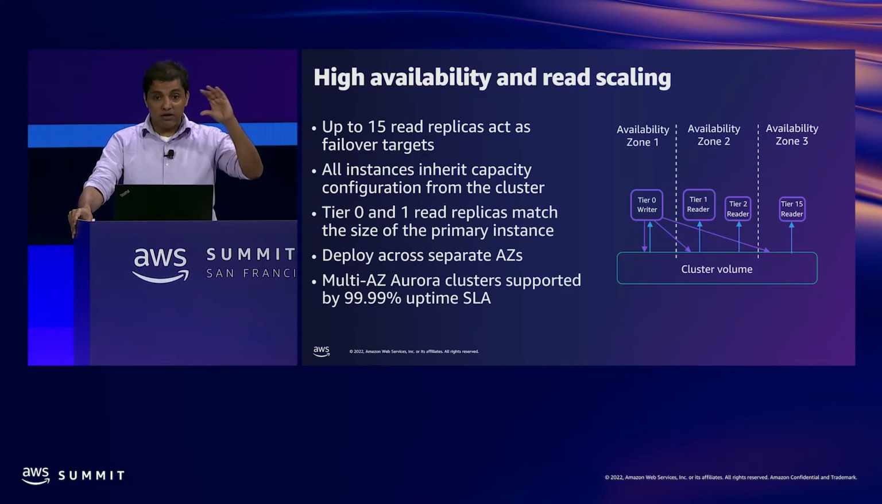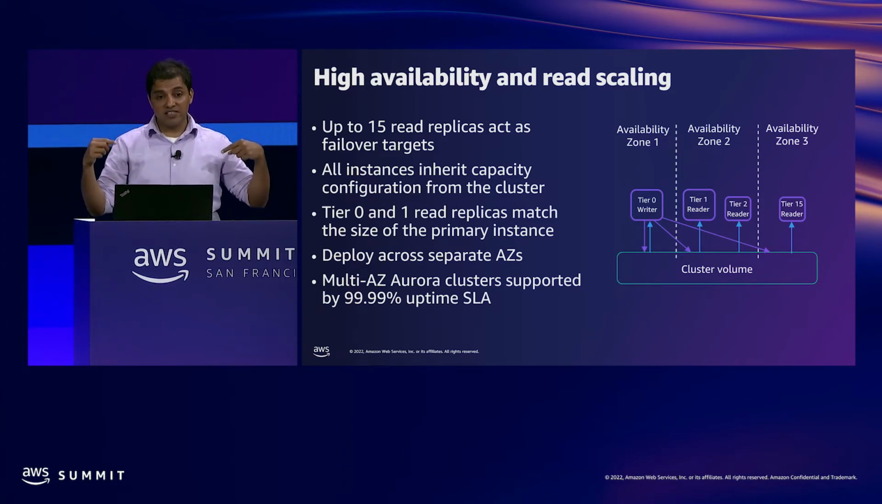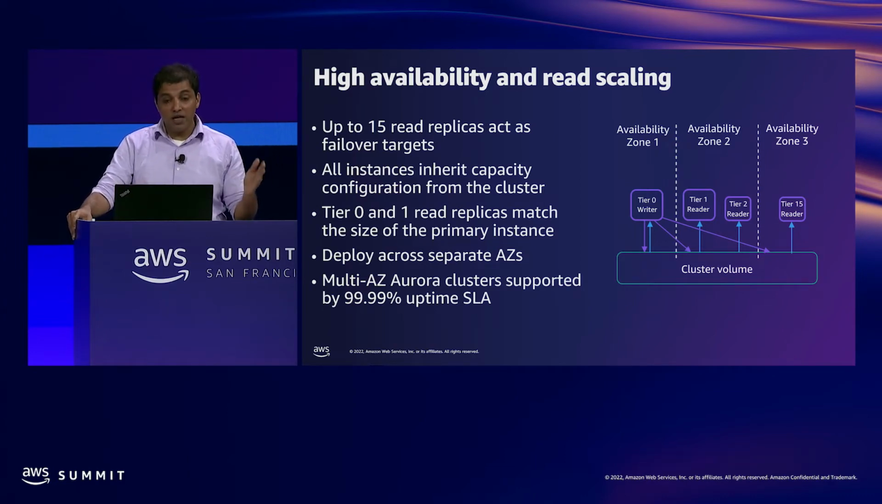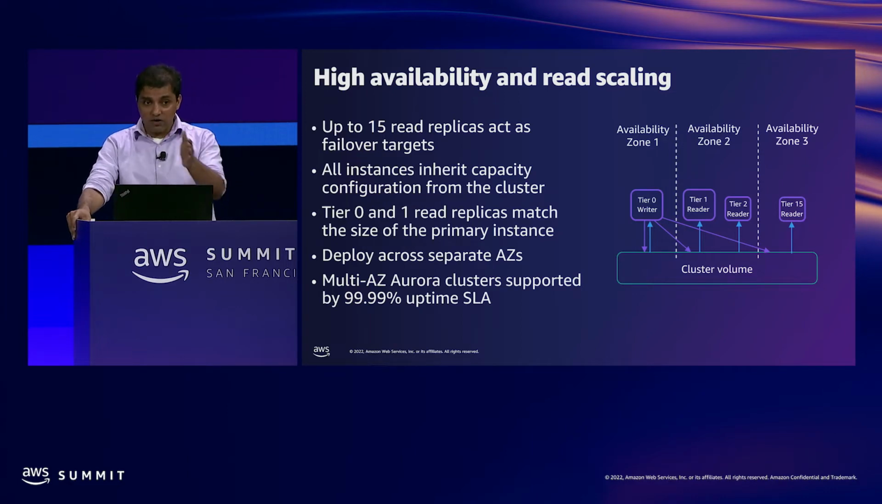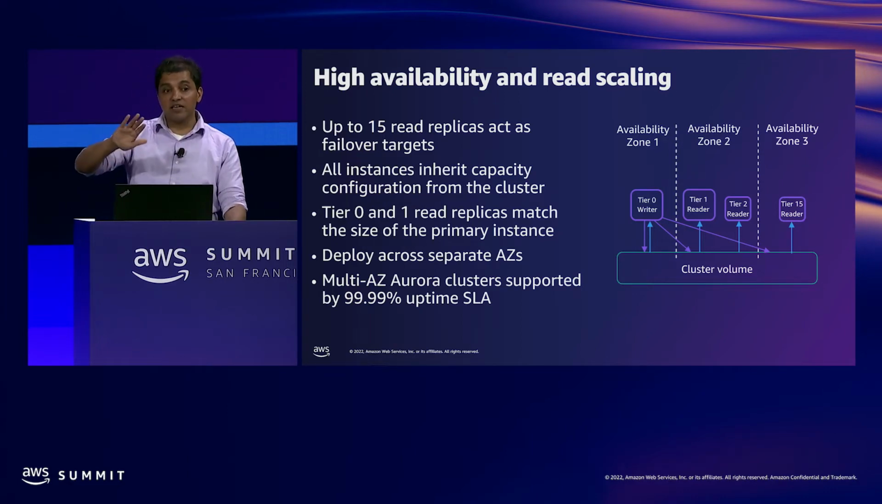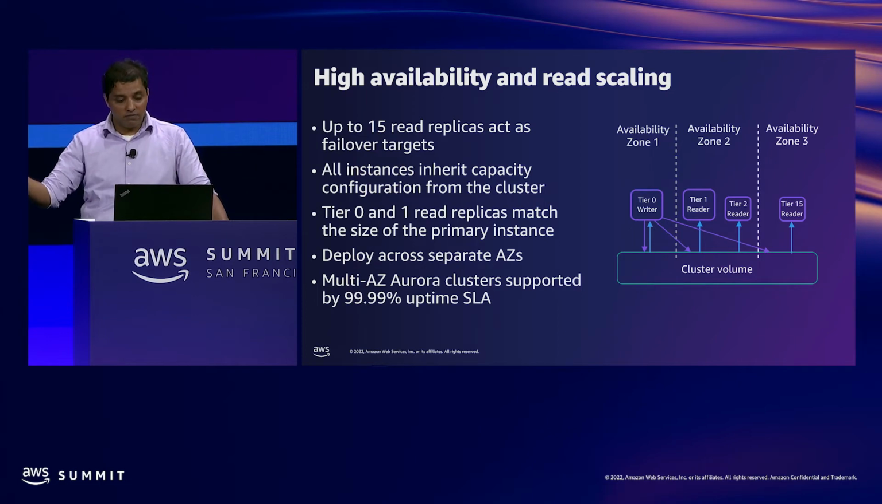And more importantly, anytime you create a cluster, like I showed in the last demo, the min and max ACU is set at the cluster level. So any reader node you create will inherit that same value. But based on the tier, it will work differently. It will work differently for tier 0 and 1. If you have any tier higher than 2, then they will scale independently of the writer, right?